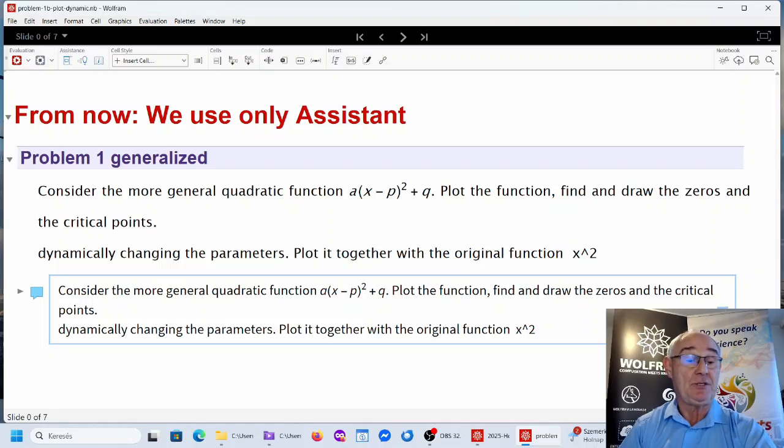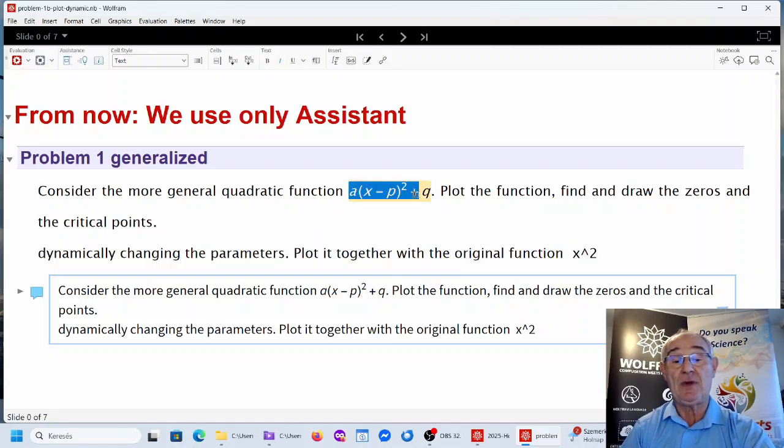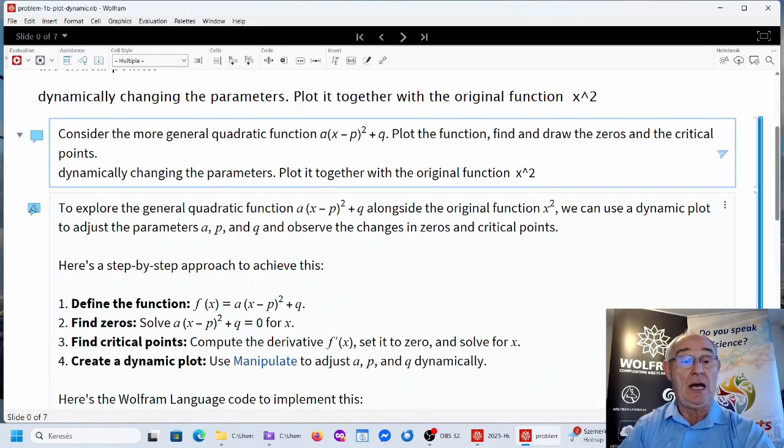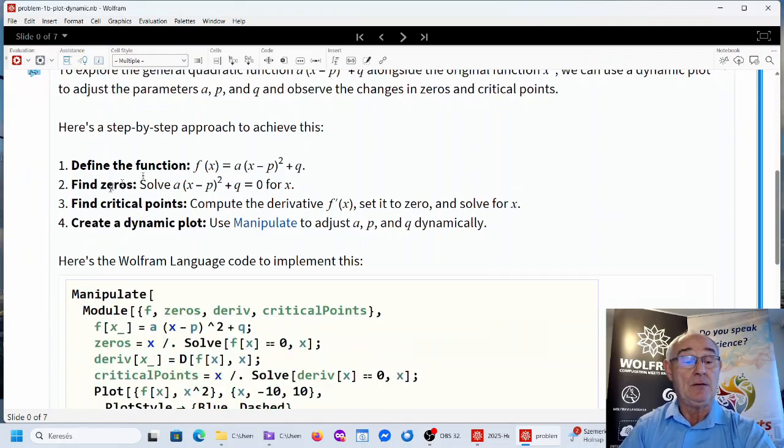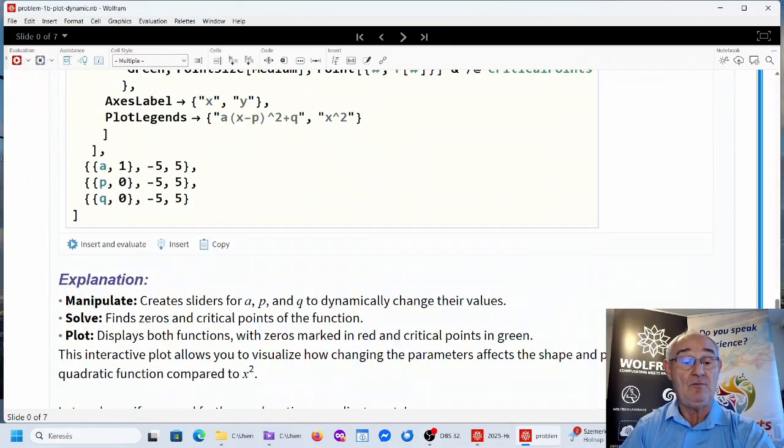The problem, once generalized, is to consider the more general quadratic function a times (x minus p) squared plus q. Plot the function, find and draw the zeros and the critical points, dynamically changing the parameters, and plot this function together with the original function x squared. I copied this sentence and sent it to the Notebook Assistant. I got the result, it wrote the steps, and gave me a code.